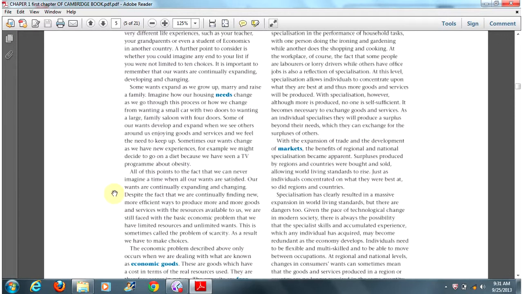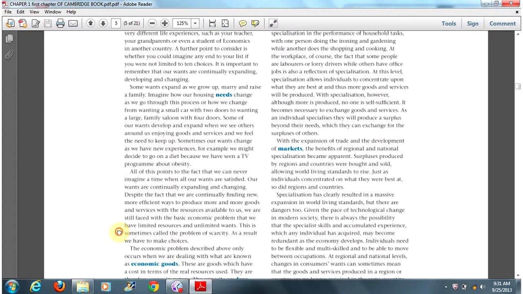Despite the fact that we're continually finding new and more efficient ways to produce more and more goods and services with the resources available to us, we are still faced with the basic economic problem that we have limited resources and unlimited wants. This is sometimes called the problem of scarcity. As a result, we have to make choices.